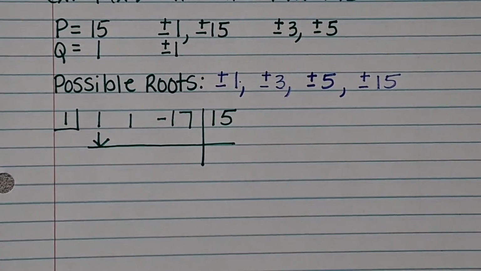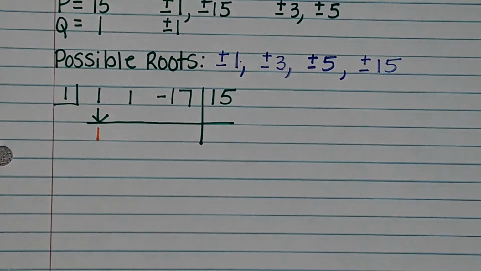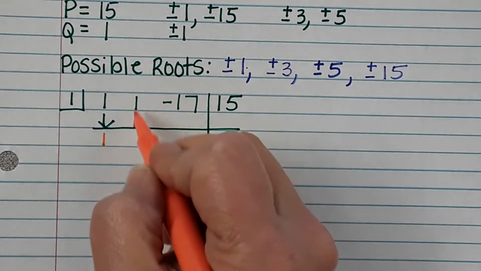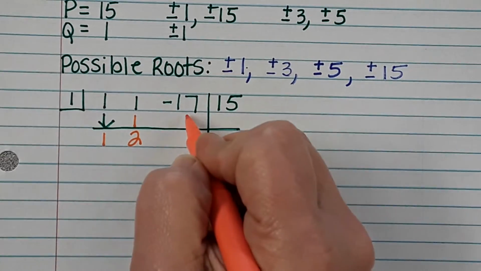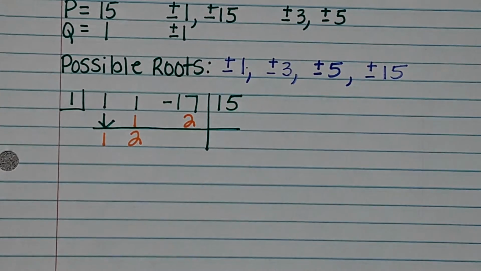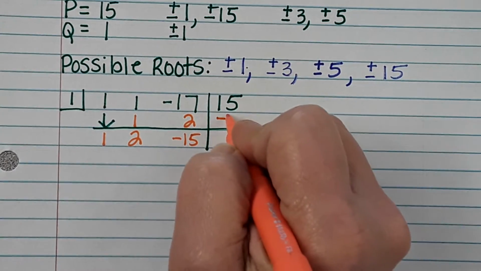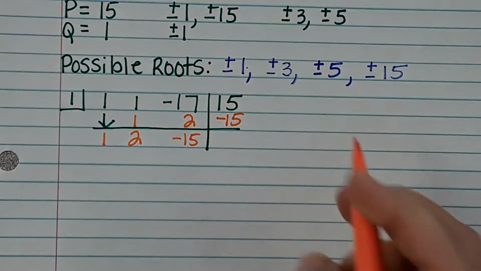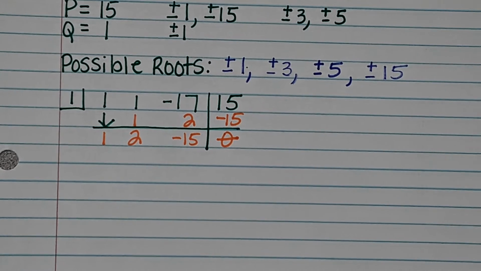Okay, here we go. We're going to bring down the 1. What is 1 times 1? Okay. What's 1 plus 1? 2. What's 1 times 2? 2. What's negative 17 plus 2? Negative 15. 1 times negative 15? 15 plus negative 15? 0. So is 1 a root? Yes. How do you know it's a root? Because 0 is our remainder.